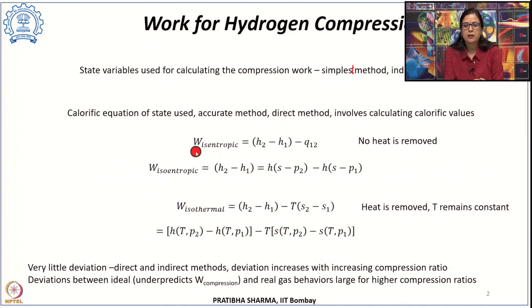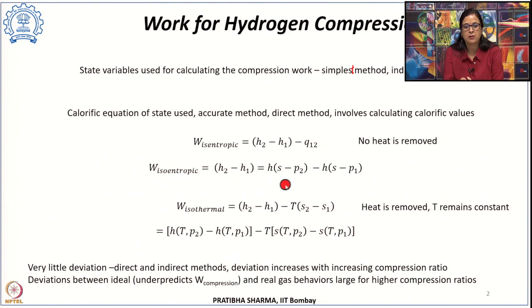Like, if we consider the process to be an isoentropic process such that there is no heat exchange or heat is not being removed from the process, in that case we can write the work of compression as H2 minus H1 minus the heat exchanged in the process, but since this is 0, the isoentropic work can be written as the difference in the enthalpies, the specific enthalpies of the two states, where the pressure has changed from initial pressure P1 to a final pressure P2. But since it is an isoentropic process, the entropy remains constant.